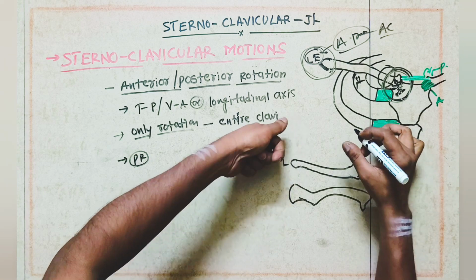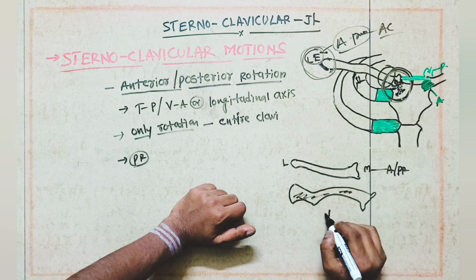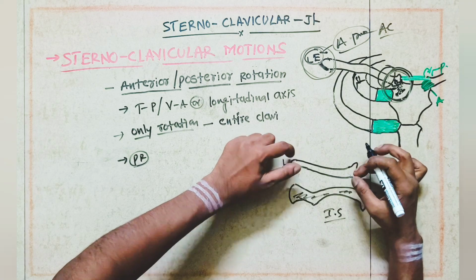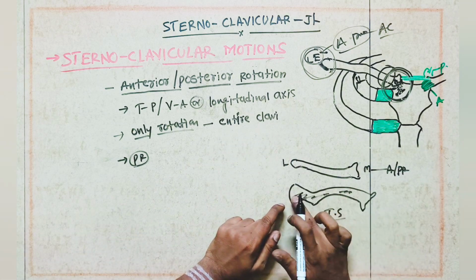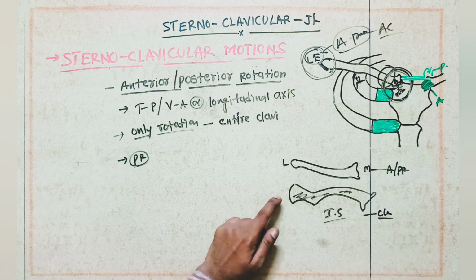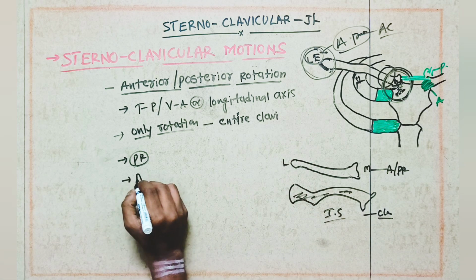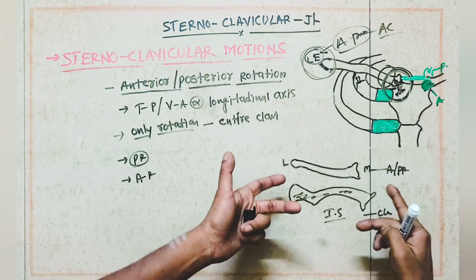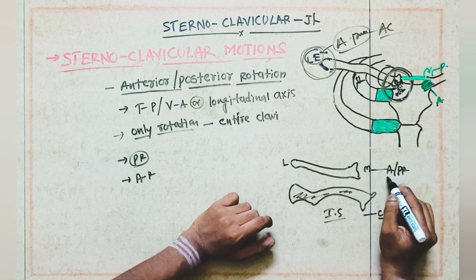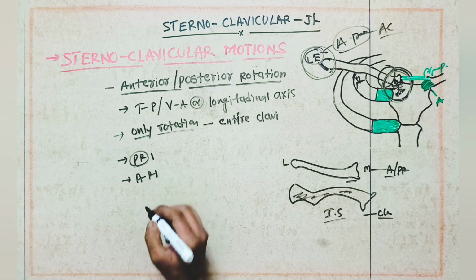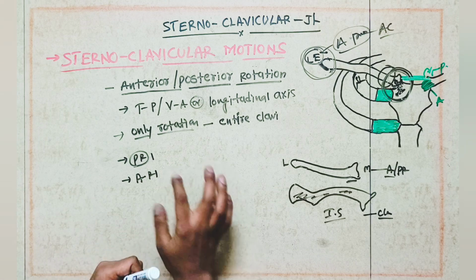When the entire clavicle goes for posterior rotation, we can see the inferior surface of the entire clavicle. When the clavicle is coming back to normal, that time anterior rotation will happen, then clavicle will come to the normal position. So this is about the anterior posterior rotation of the clavicle, plane and axis.